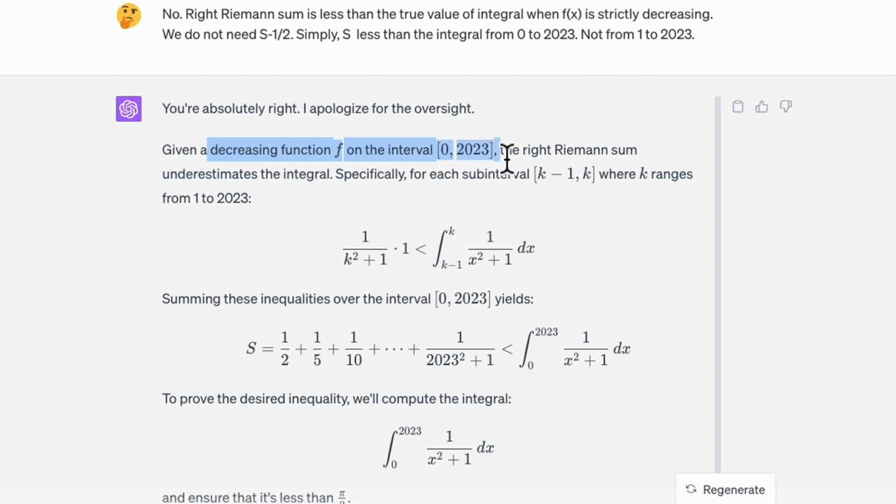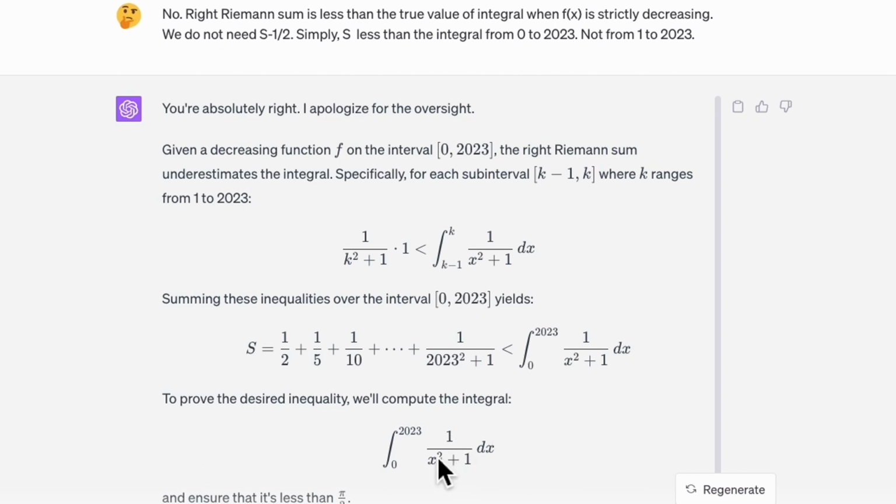Decreasing function in this interval. So the right Riemann sum would underestimate the integral. All right. So here, specifically for each subinterval, k ranges from 1 to 2023, a rectangle with value at k, right? And since from k minus 1 over k, the integral would be bigger. So the whole thing here as the sum, the left-hand side of this inequality is the quantity that we're interested in, and it's going to be less than this integral here.